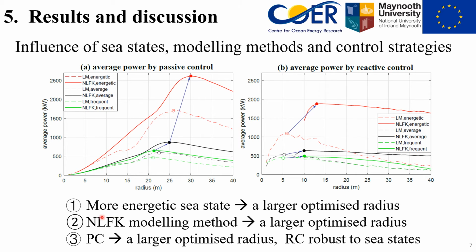From these figures, we can see, regardless of all other factors, more energetic sea states are going to give a larger optimized radius. Regardless of the other factors, nonlinear FK modeling methods are going to give a larger optimized radius as well. Comparing Figure A with Figure B, we can see passive control is going to give a larger optimized radius. However, reactive control is more robust to sea states.